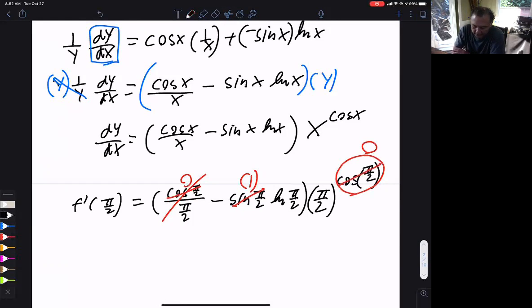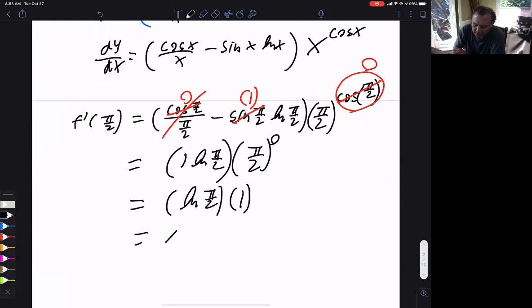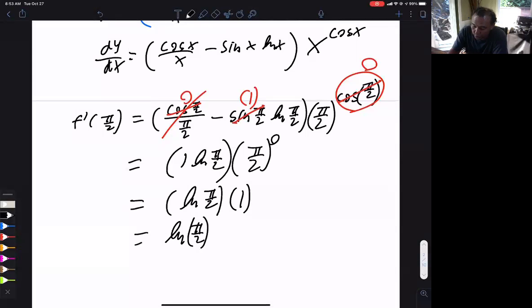So what do we have here? We have 1 ln of pi over 2 times pi over 2 to the 0 power. But what's anything to the 0 power? Hold up your hands. Anybody? I see a 1. Good job, good job. It's 1. So this is replaced by 1. So our answer is ln of pi over 2. So we also have the negative there, so our answer is actually negative ln of pi over 2.